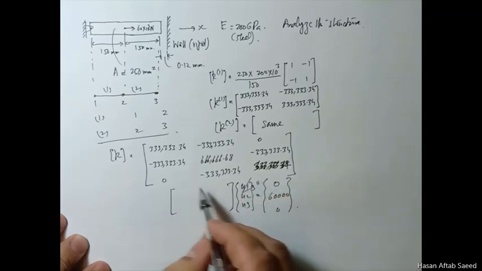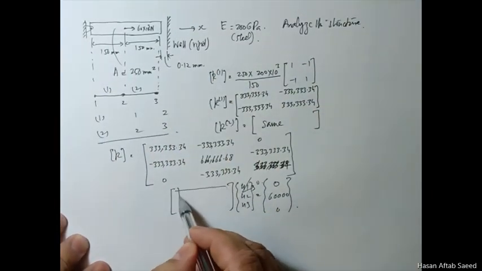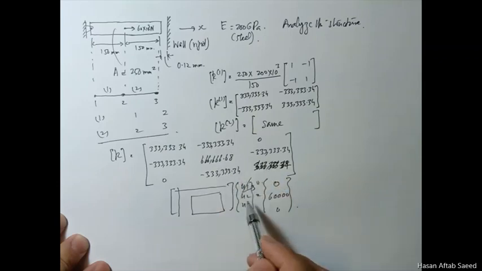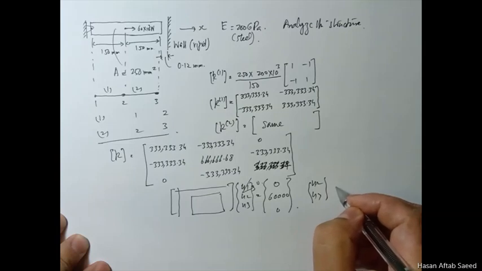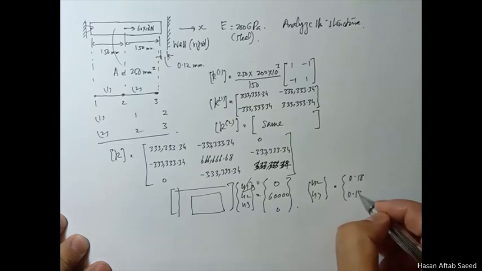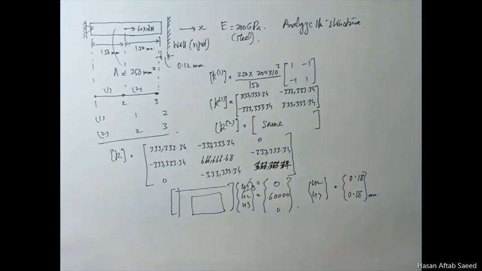Using the elimination approach, again I'm not demonstrating the penalty method here. The elimination approach will mean that you just eliminate this row and this column. You'll be left with this 2 by 2 matrix, invert it and find the values of u2 and u3, and you should get something like, please verify this, 0.18 millimeters. This should be the value that I would like all of the students to verify this calculation for themselves.